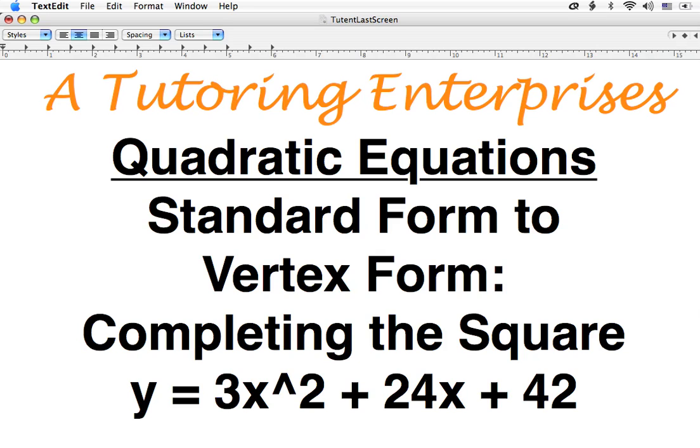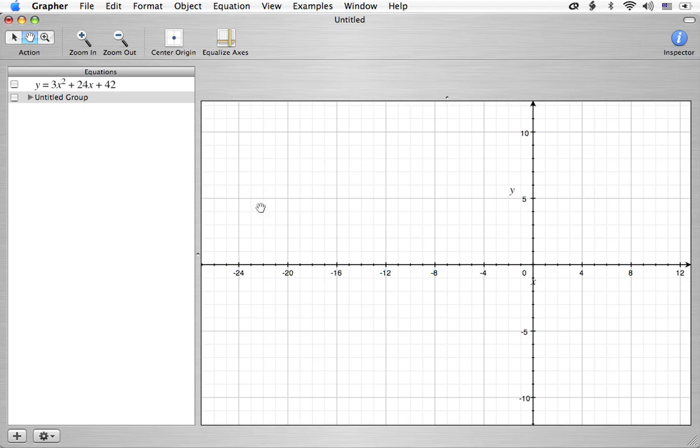Today I want to continue with quadratic equations. We've been studying how to change the standard form equation into the vertex form by completing the square. Today we're going to look at y equals 3x squared plus 24x plus 42. That's our standard form, and we're going to go over to the graphing calculator and start to talk about turning this into a vertex form.